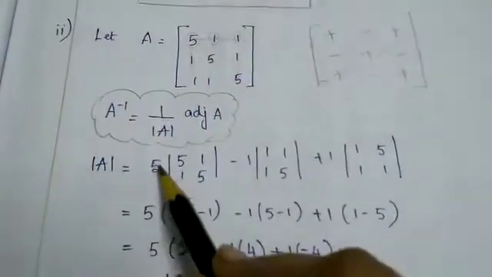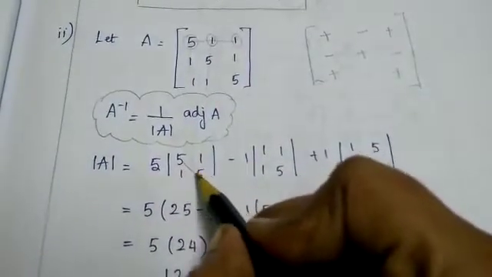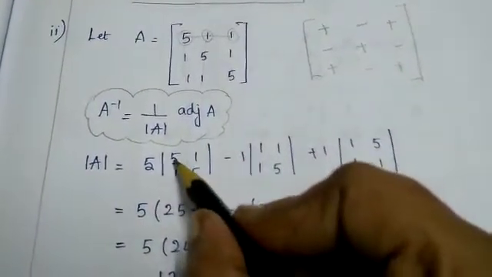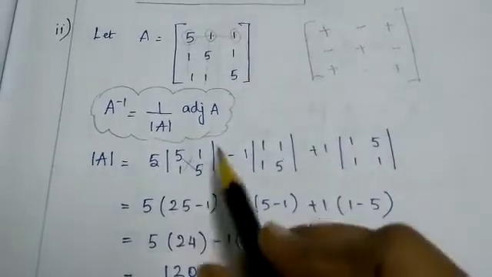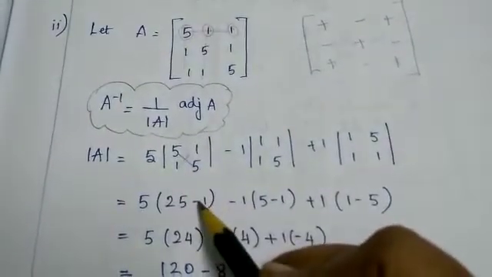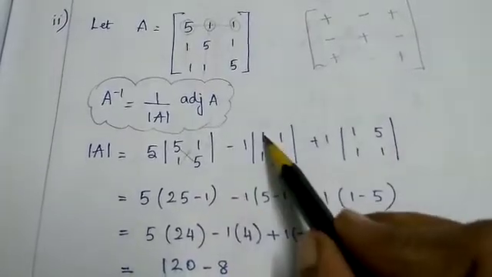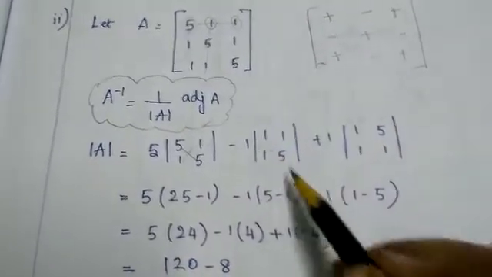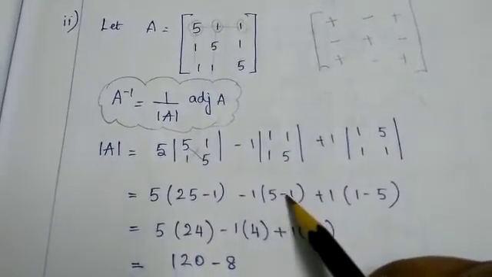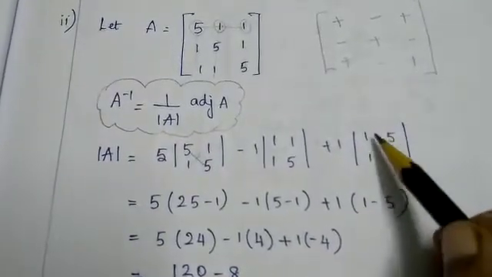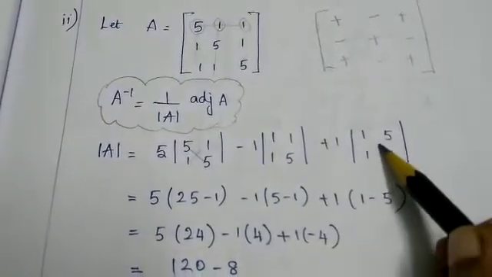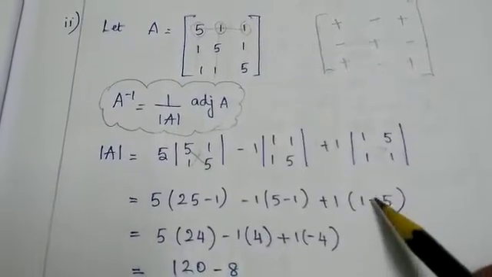Alright, so 5, and what are we going to do? Cross multiply. So 5 into 5, 25. 1 into 1, 1. The symbol is minus. So 25 minus 1. And here it is minus 1. See, 1 into 5, 5. 1 into 1, 1. And the symbol is minus. And 1. 1 into 1, 1. Minus 5 into 1, 5.